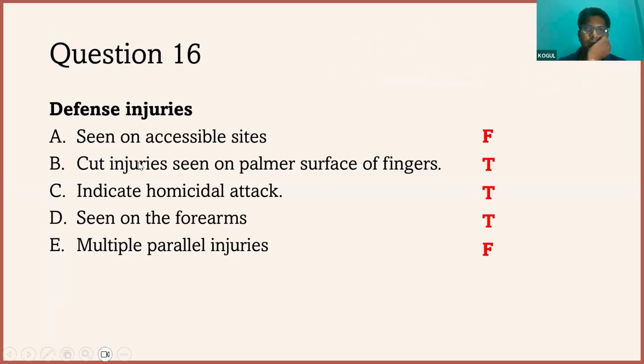So accessible side is false, and seen on the forearms is true. Multiple parallel injuries usually occur in self-inflicted injuries, because defense injuries are not organized. They can run away, they can change position, so we don't expect parallel injuries, parallel to each other.